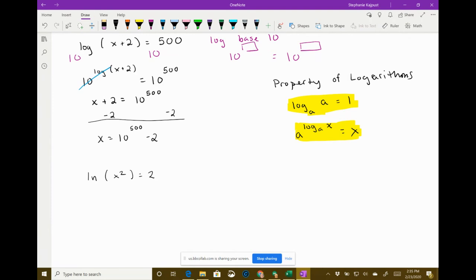Okay, so let's say I have the natural log instead. So our natural log is base e, so I want to take e and make those my exponents. So I just look at what the base is. So I'm going to have e to the natural log of x squared equals e squared. So the e and the natural log cancel out. So on the left, I just have x squared, and then on the right, I have e squared.